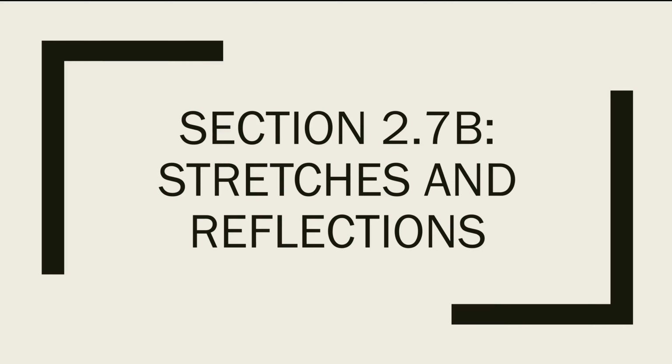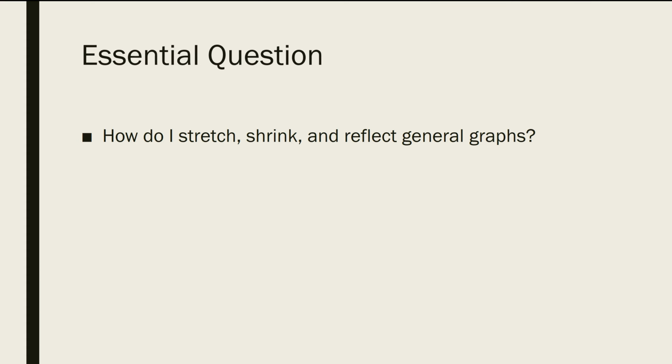Well, hello there. In the 2.7a video, we talked about translations, which was shifting the function. Now we need to take it one step further, and in the 2.7b video, we're going to do stretches and reflections, two more types of transformations. So the essential question for today is, how do I stretch, shrink, and reflect general graphs?